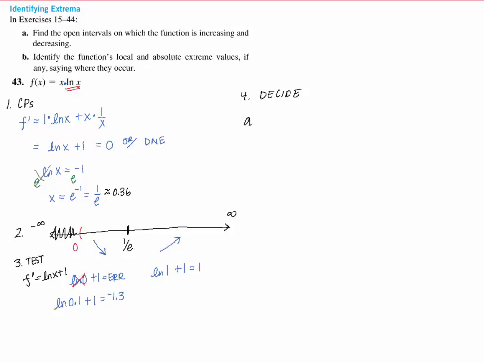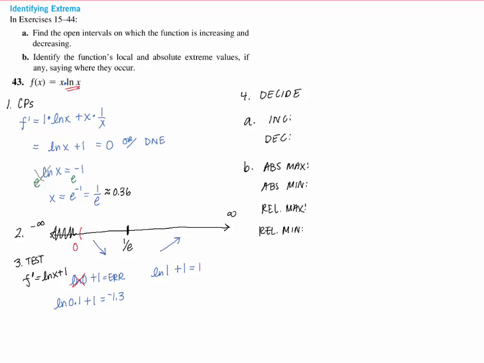In part A, we're asked for where the function is increasing and decreasing. And then in part B, we would like to know any local and absolute extreme values. So let's do the absolute max and the absolute min, a relative max and a relative minimum. And analyze our little depiction over here.